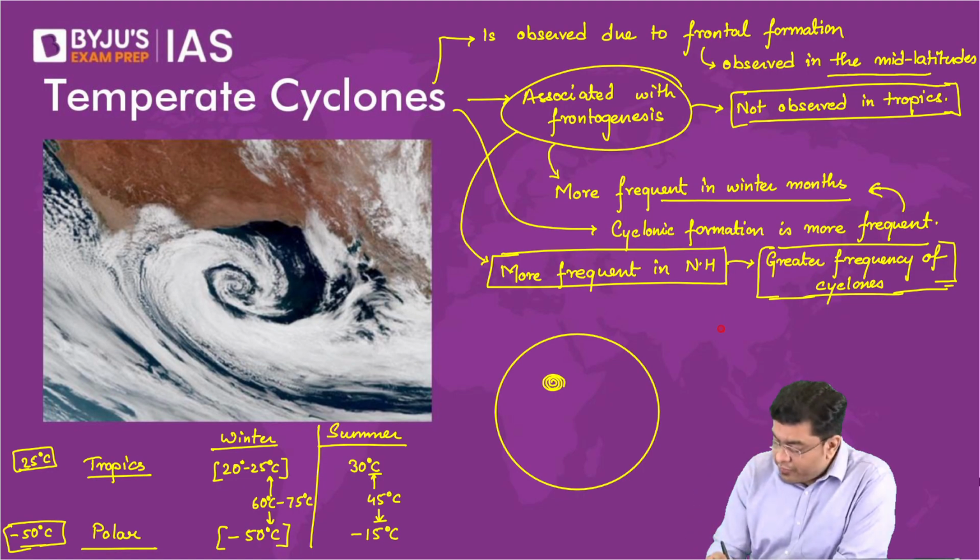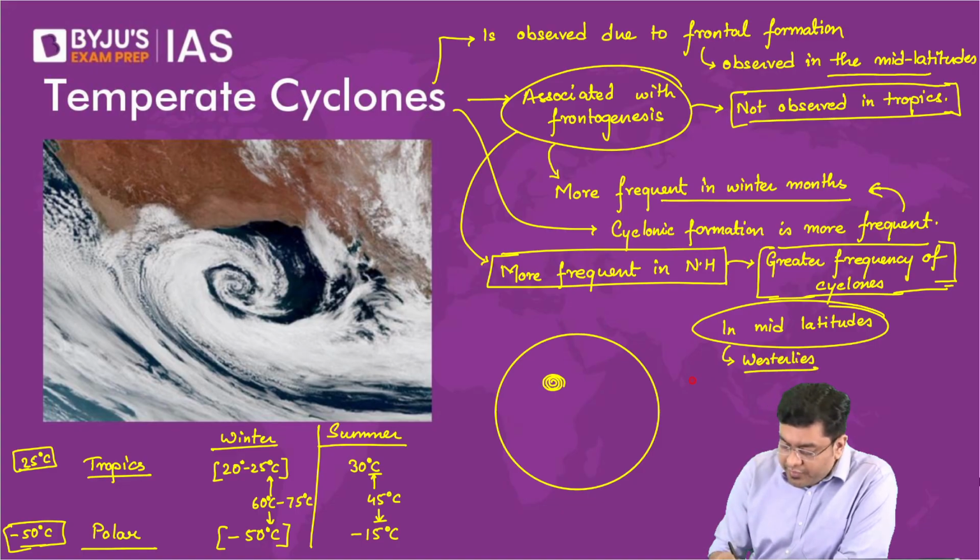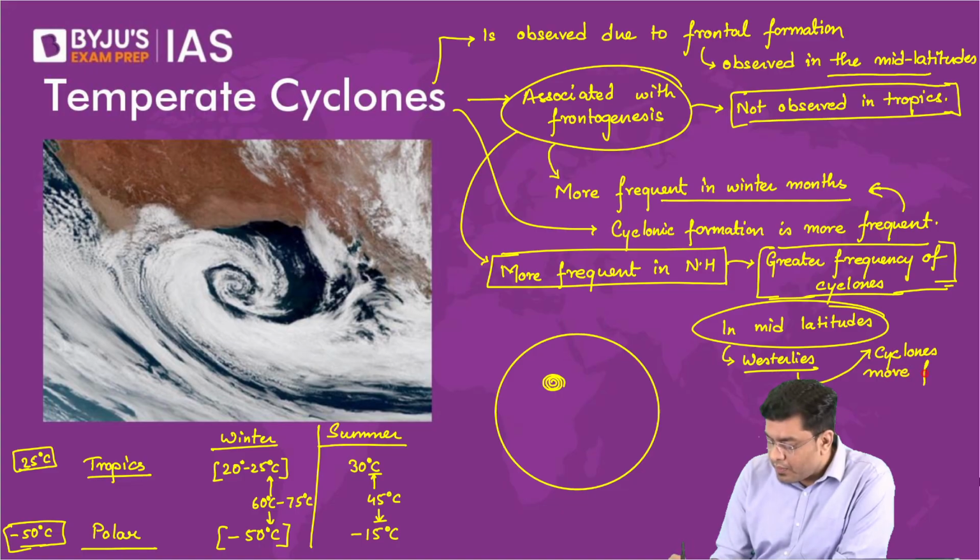In mid latitudes, okay, better to write it down. In mid latitudes, which is the wind system which is prevalent? Permanent wind system. Which is the permanent wind system which is prevalent? You have westerlies. So hence, the entire disturbance moves from west to east. So cyclones move from west to east.